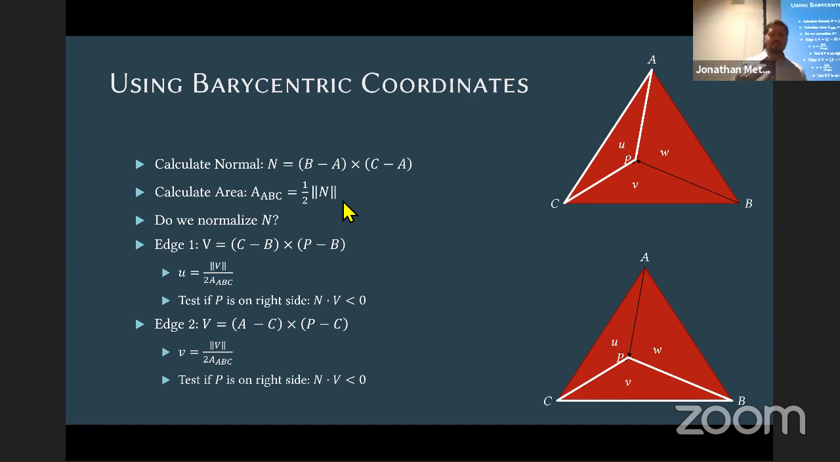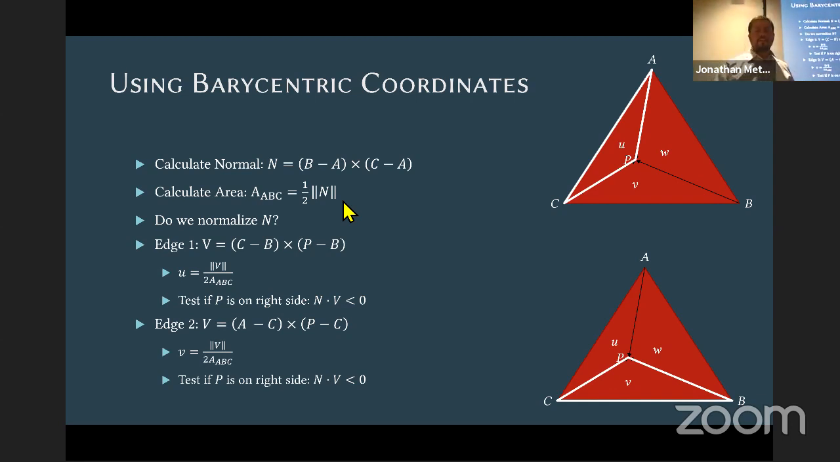Now, question is, should we normalize n at this point? Should we normalize n? It's an important question to be able to answer because we've been talking about normalizing n every time we do it, right? N dot L lighting. We have to have a normalized n. But in this case, do we want to normalize it? No. Well, why is that? We want to know if the area is going to be negative. Exactly.